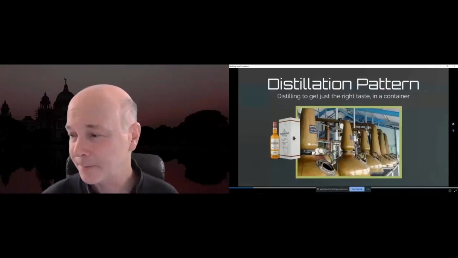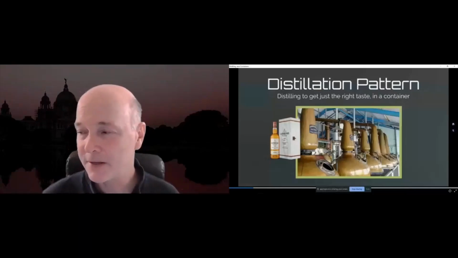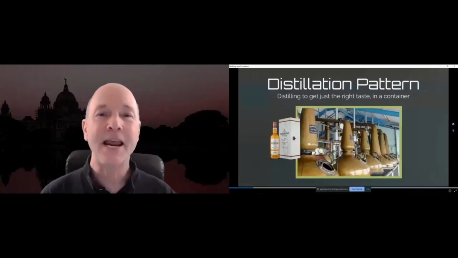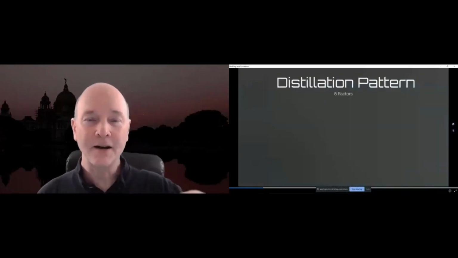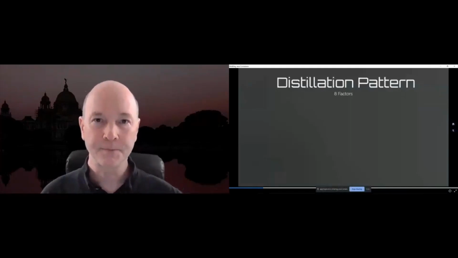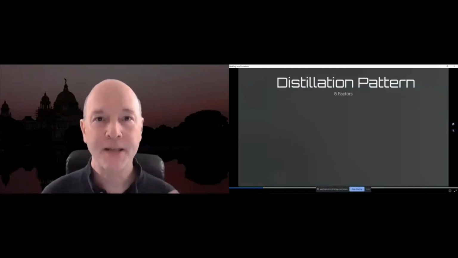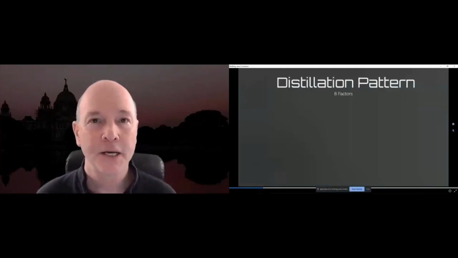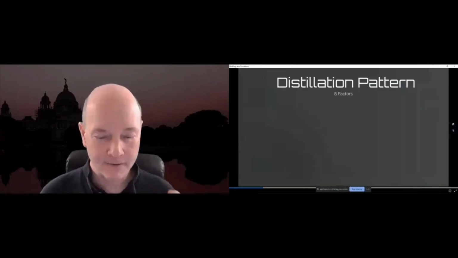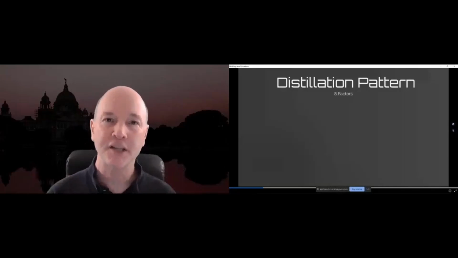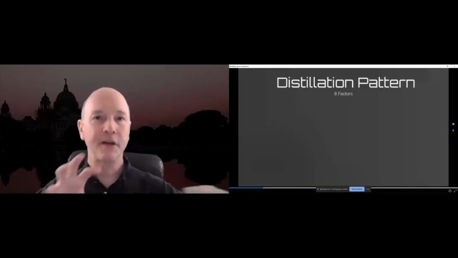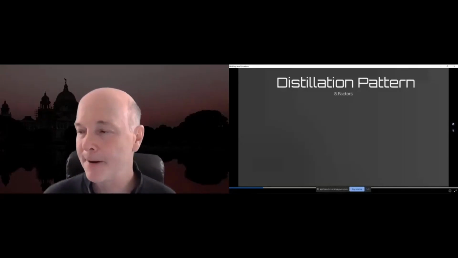So the distillation pattern, I see, has 8 factors related to it. What I'm seeing in the industry is that a lot of people are talking about a lot of different things around containers, and the focus tends to be on these 8 factors. It's the 8 factors of reducing that container down as much as possible. And I don't mean just the size. There are lots of things that you can do to reduce. And here are the 8.